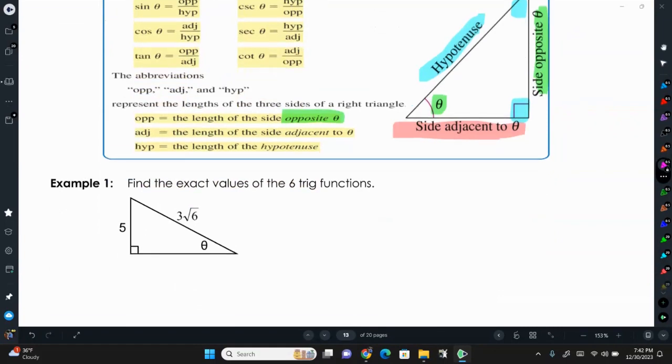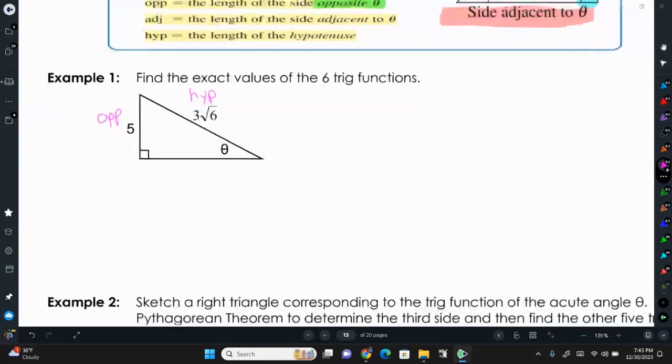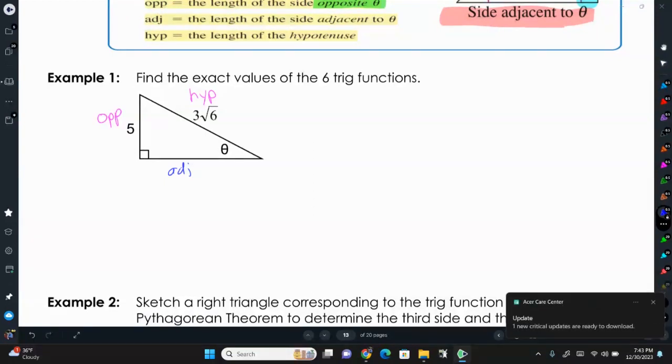So first, what we're going to do is find the exact values of the 6 trig functions of this angle here. So this side that's 5 doesn't touch our angle, so that's our opposite side. The side that's 3 times the square root of 6 is the hypotenuse. It doesn't touch the right angle. So then this would be the adjacent side right here, which we don't know yet. So we're going to have to calculate that first using the Pythagorean theorem.